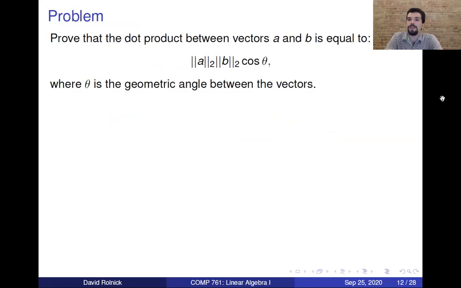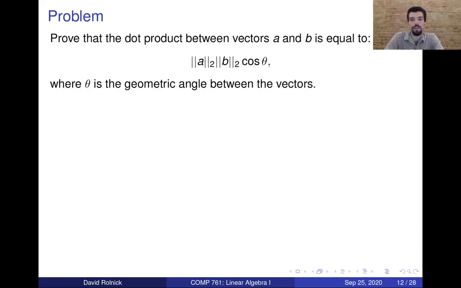So this is a fundamental property of dot products, which is really one major reason why they are so useful. Prove that the dot product between vectors a and b is equal to the L2 norm of a times the L2 norm of b times the cosine of the angle between them.